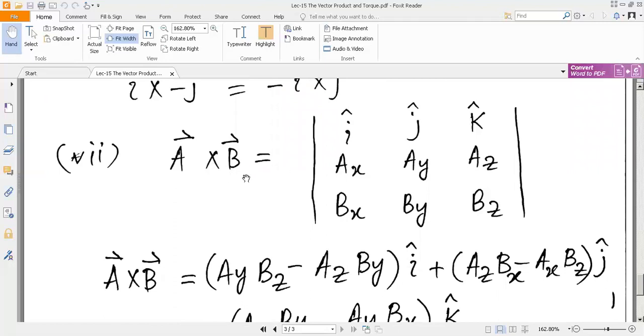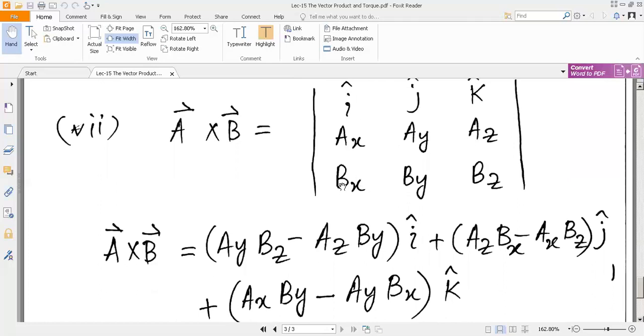A cross B can be found by the well-known determinant method, in which we have to mark all three unit vectors along the x-axis, y-axis, and z-axis in a row: I, j, k. Then we have to write the rectangular components of the first vector in the second row. Similarly, the rectangular components of the second vector in the third row.